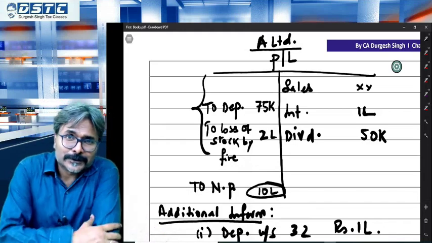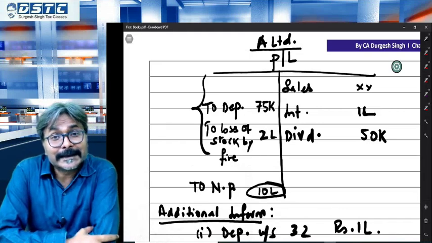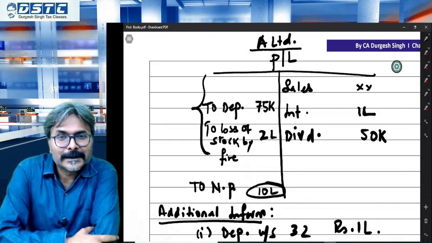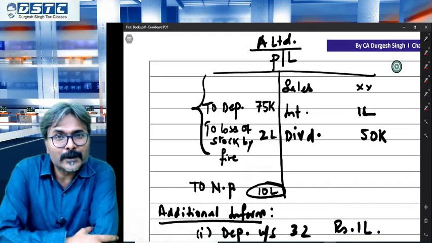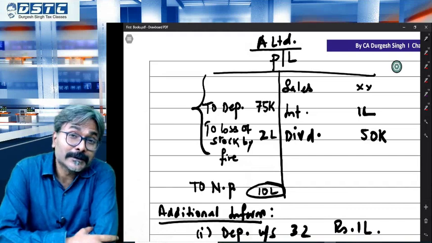So are you ready for the question, by the way? Can anyone tell me under which section this loss of stock by fire will be allowed to you as a deduction? Under which section?